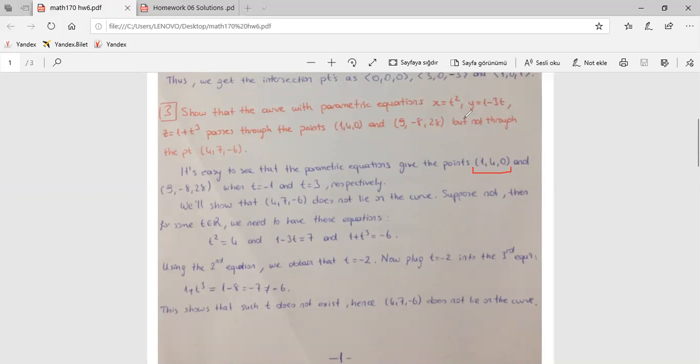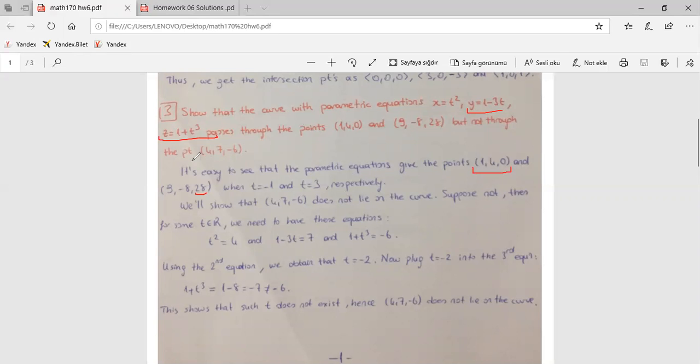So you check for the other values for the other components. If you try t equals 3, you get in the second component minus 8 by using this equation, and by using that, you obtain the third one, 28. So you see that when t equals 3, you get this point. As we found the values of t for these points, it means these points are on the curve.